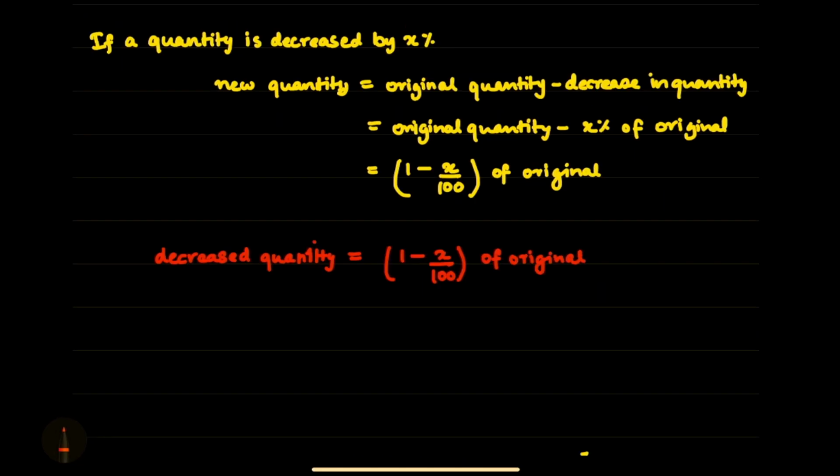In a very similar way, if a quantity is decreased by X percent, we use a very similar pattern. The decreased quantity for X percent would be 1 minus X by 100 of the original quantity, as we did for the increased quantity. Let's look at some examples to understand this a lot better.